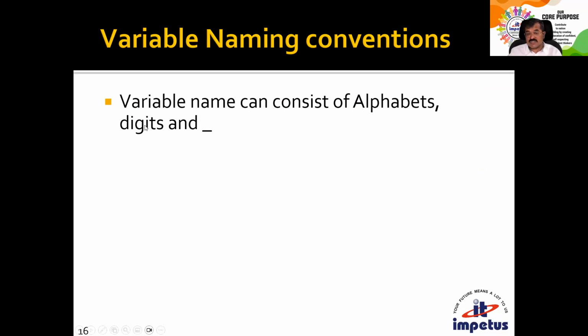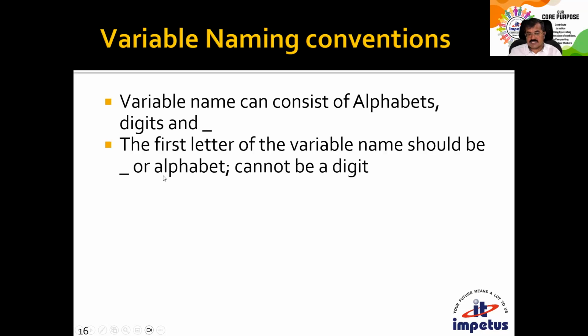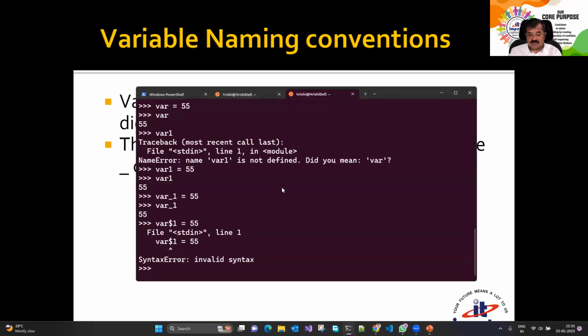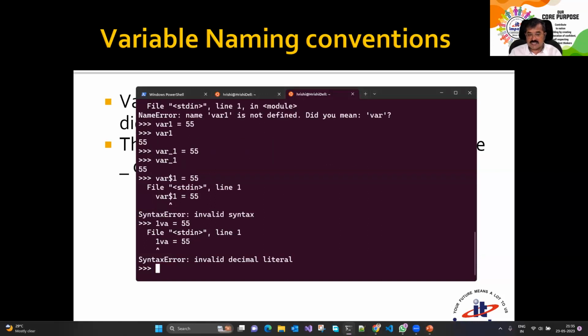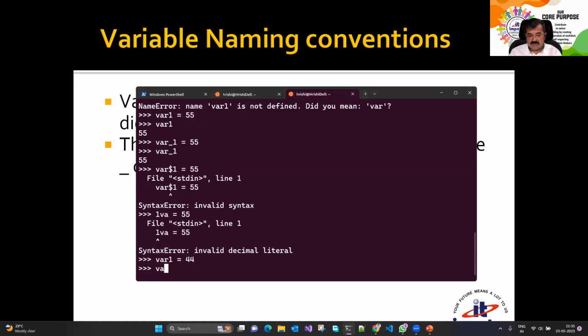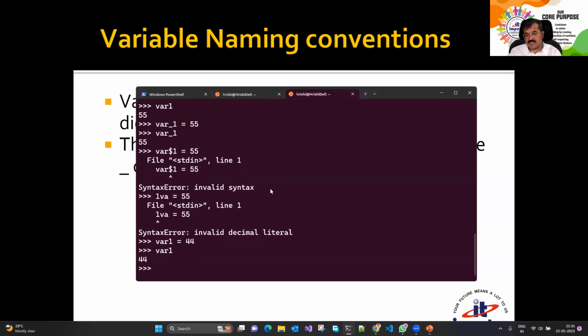And a digit cannot be the first letter. The first letter of a variable should be an underscore or an alphabet, it cannot be a digit. Means if I now say 1var is equal to 55, it generates an error. Var1 is equal to 44, it works. If I now check the value of var1, it will say 44 and so on.